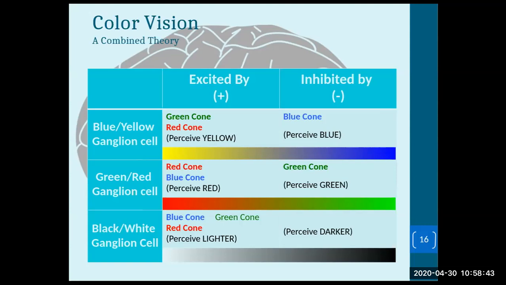For green and red, we have excitation by the blue and red cone, which perceives red, and it's inhibited by green. So again, red and green are opponent processes, right? And black and white would be, remember that additive, we have all light. Light is additive and paint is subtractive. So all of them together will perceive lighter. None of them will perceive darker. So that's where we get our contrast of black and white, which we will talk about more in form vision in the next lecture.